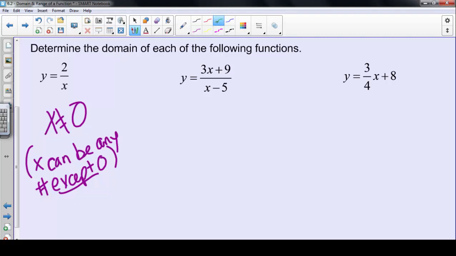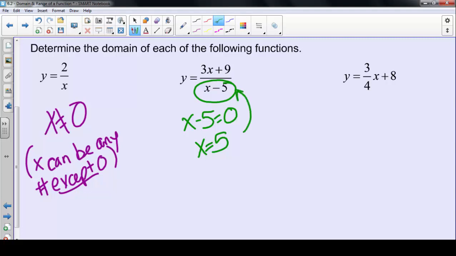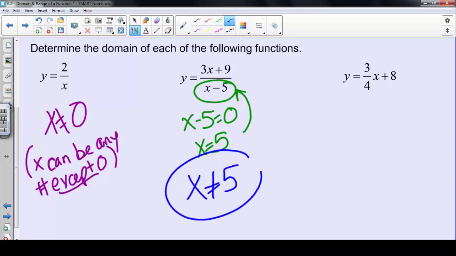So now for the second one, once again we want to figure out when our denominator will be 0, and that's the number it can't be. And when we solve this, we'll get x is 5. But remember, that's the value that makes this denominator 0. So we actually want to write the domain as x can't be 5. So it can be everything except that value of 5.